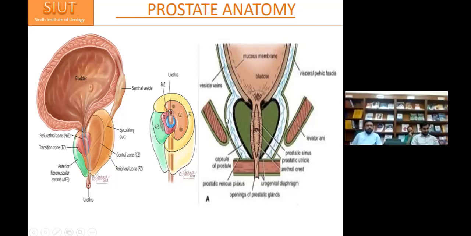In this slide, you can see the capsule of the prostate, the true capsule, and this is the endopelvic fascia, which is called the false capsule. In between, there is the prostatic venous plexus, which is very important from the surgical point of view. We will be discussing it later on.